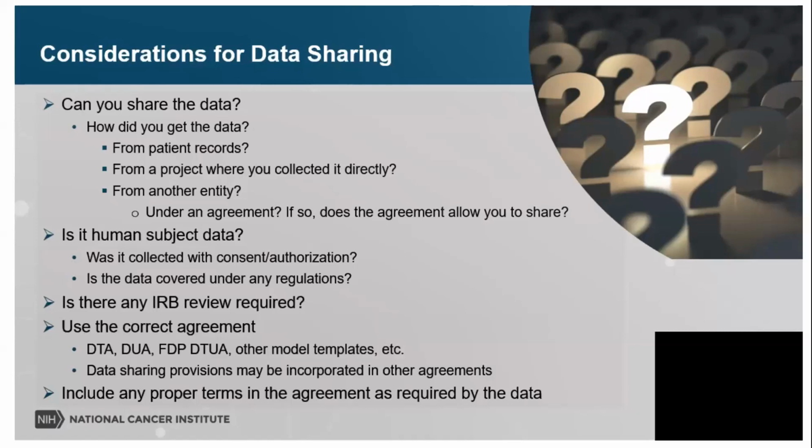If you did receive the data from another entity, you want to make sure that this entity that provided the data to you, most likely under an agreement, allows you to further share their data with others. Next big question: is this data derived from human subjects? If it is, then was it collected with consent and authorization? Is it covered under any regulations such as HIPAA, Privacy Act, or GDPR? Is there any IRB review required? In most cases, for any human subject data, whether it is de-identified or identifiable, that is being used for research, an IRB or an equivalent reviewing body's approval is required.